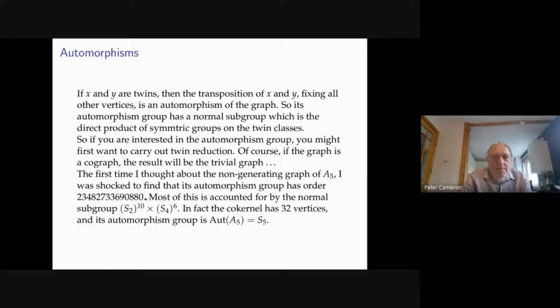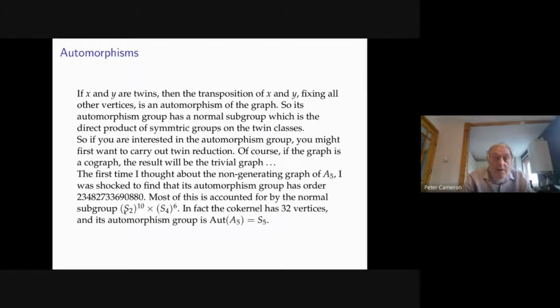And I was a little bit shocked at first. What does that mean? What kind of group is it? Well, the point is, in A5, apart from the identity, you have 10 twin classes of size 2 corresponding to the elements of order 3. We just saw that an element of order 3 and its square make a twin class. And so you get 10 twin classes of size 2. And similarly, elements of order 5 give you 6 twin classes of size 4. So you have S2 to the 10th times S4 to the 6th. And that accounts for most of this huge number.